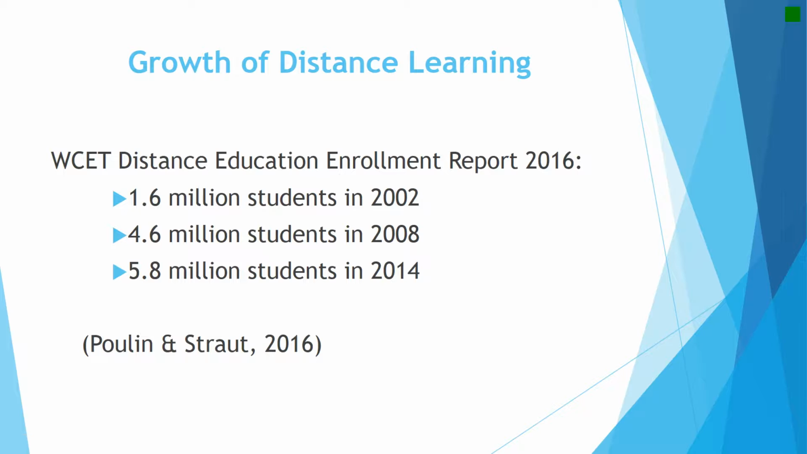Additionally, the U.S. Department of Education's Integrated Post-Secondary Education Data System produced their WCET Distance Education Enrollment Report in 2016, showing the following statistics, which are really demonstrative of the incredible growth we've seen over the past several years. In 2002, there were 1.6 million online students. In 2008, there were 4.6 million online students, and in 2014, there were 5.8 million online students.